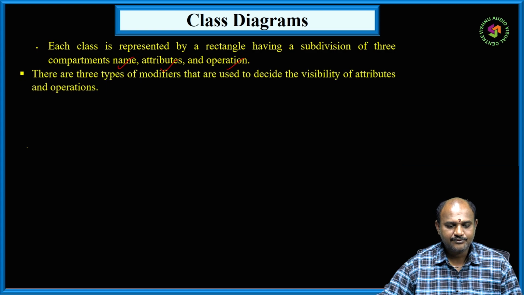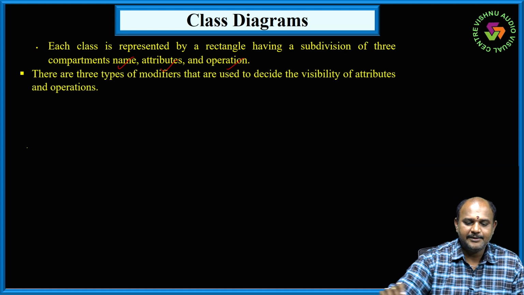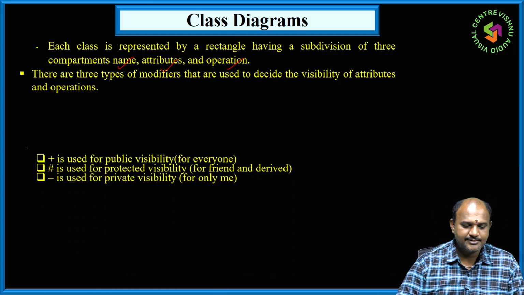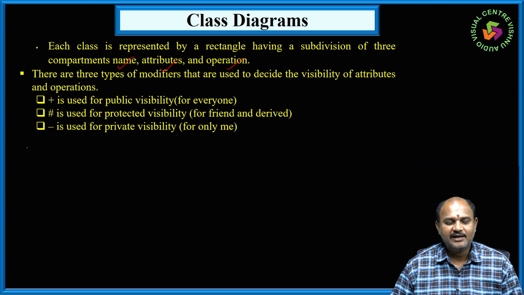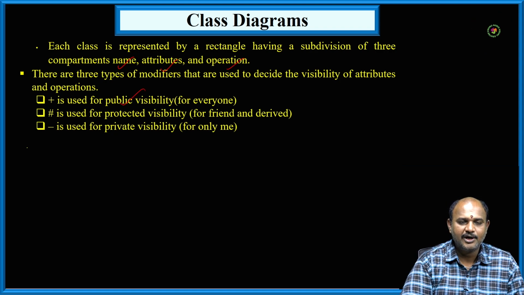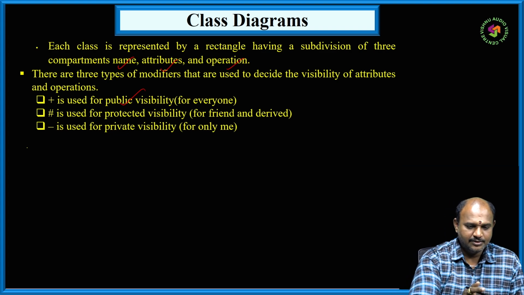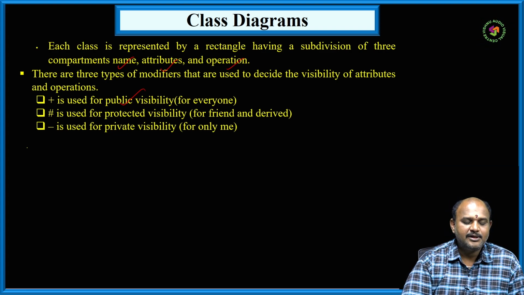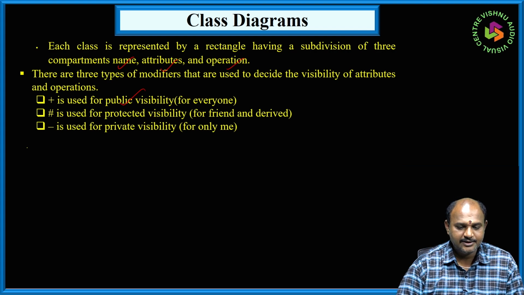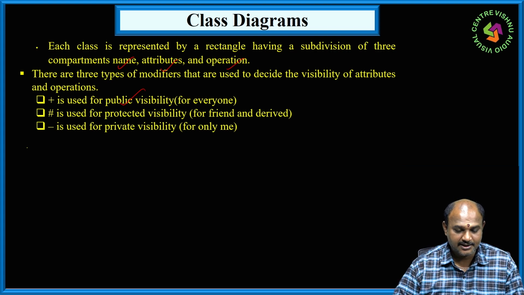I will show this diagram. Here there are three types of visibility that are described for attributes and operations: plus, hash, and minus. Plus can be considered public. We can call these access specifiers. How are we going to provide access specifiers in this class diagram? Plus is nothing but public, hash is nothing but protected, and private is nothing but minus. So these are the modifiers we use in the class diagram, right?